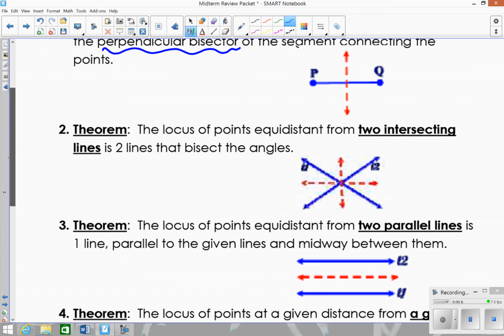So the second situation we had was if we want to find the points equidistant from 2 intersecting lines, we get out 2 lines that bisect the angles, and also 2 lines that are perpendicular. So these 2 red lines here are the locus, and those bisect each of the angles formed, as well as they're perpendicular to each other. So 2 lines that bisect the angles and are perpendicular to each other.